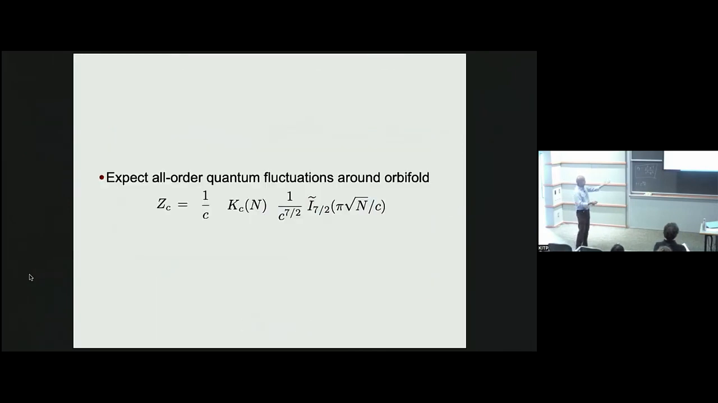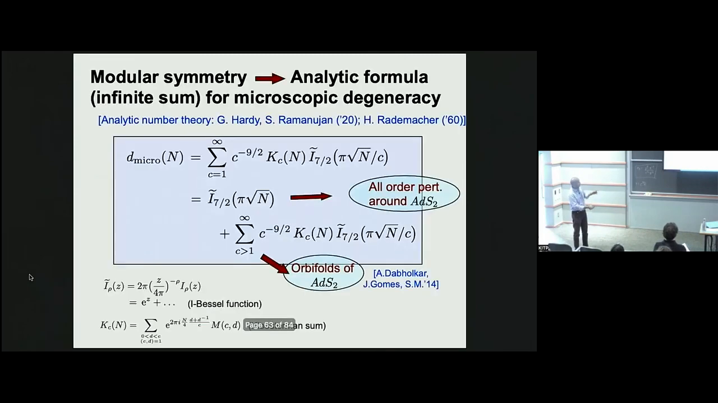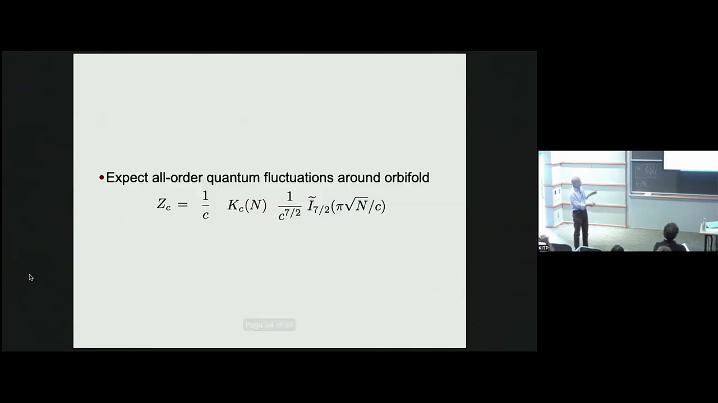So what you expect is that, here I just copied this formula. Think of this as the contribution of the orbifold, Z_c. C to the minus 9/2, I write as 1 over C to the 7/2 times 1 over C, Kloosterman sum and the Bessel function. So this Kloosterman sum, we'd understood as some contribution of a Chern-Simons theory which appears in this near horizon geometry in the full AdS2 times S1 times other things.